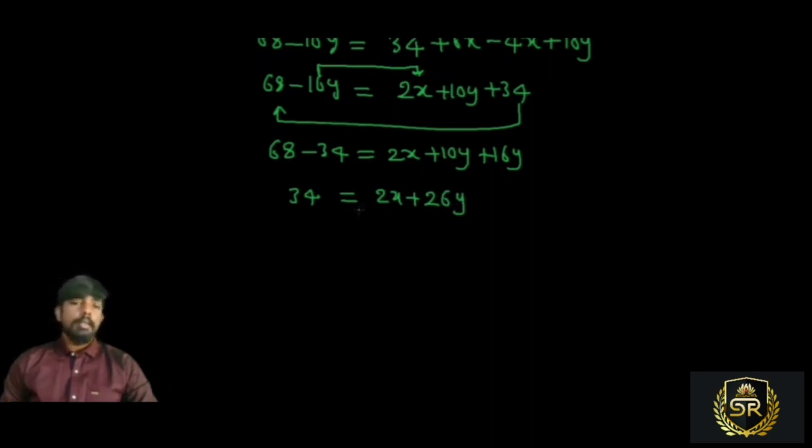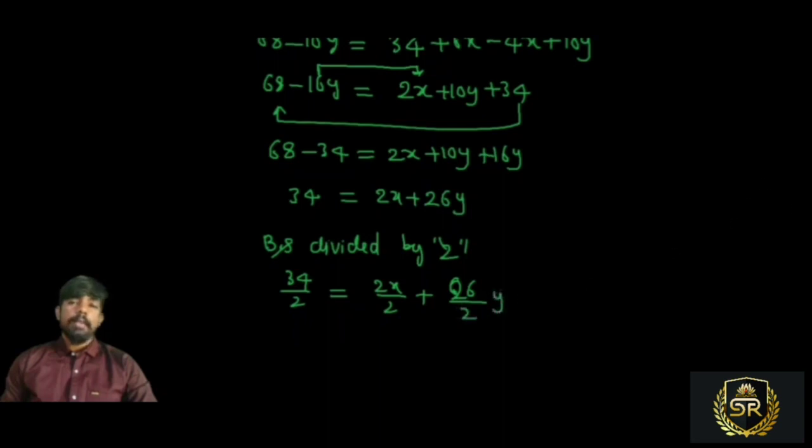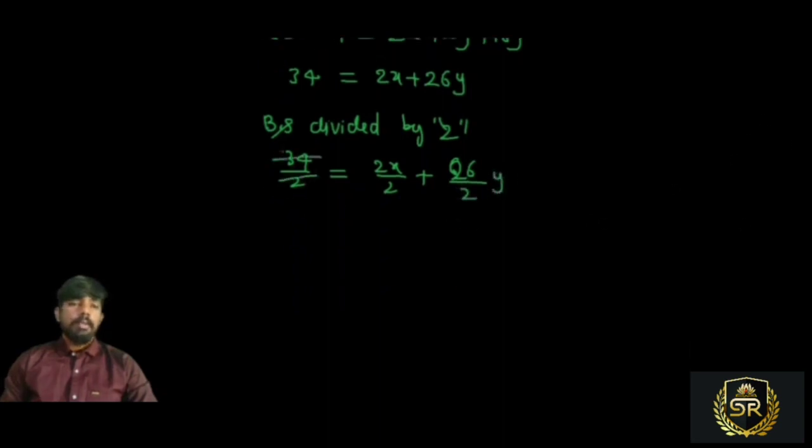Now both sides divided by 2, because 2 is multiplied everywhere. So 34 by 2 is equal to 2x by 2 plus 26 by 2 y. So you will get 2 1s are 2, 7s are 14. 17 is equal to x, the 2 cancels, plus 2 1s are 2, 13y.